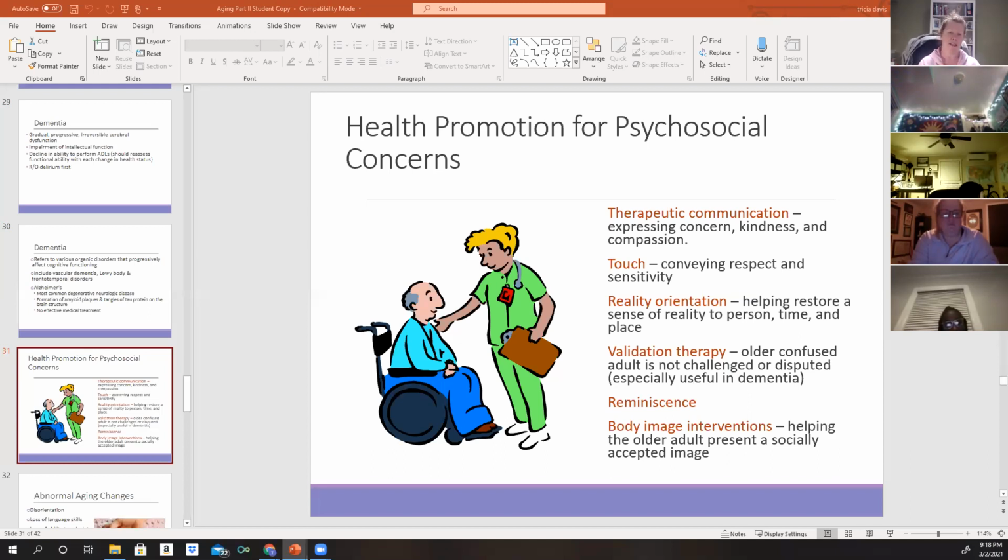Validation therapy. So when you have patients with dementia, we don't want to challenge them and we don't want to dispute what they're saying. So sometimes if they tell me that they're waiting for their daughter to call, I'll say, she tried to call earlier, you were asleep, she wants you to go back to bed, she'll call you tomorrow. We can use things like that. We don't want to challenge them and make them seem like they're even more confused than they are.